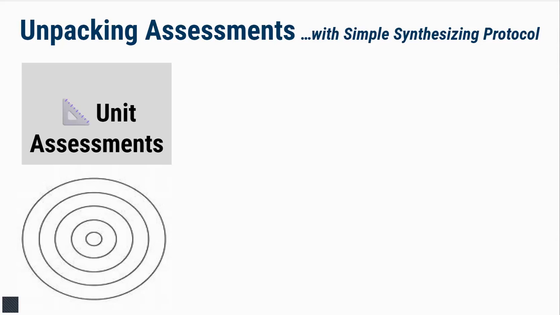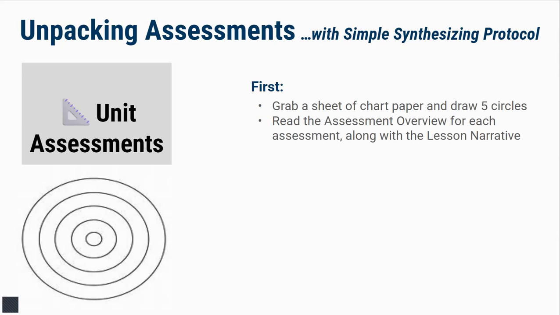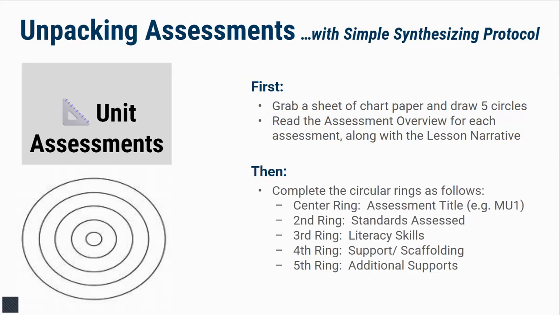So I want you to go ahead and grab a sheet of chart paper, and if you can, go ahead and draw five concentric circles. I also want you to have access to your assessment overview, and we also want to have access to the lesson narrative for which this assessment is falling in. The second thing that we're going to do is once you've completed those different rings, I want to talk with you about what those rings represent.